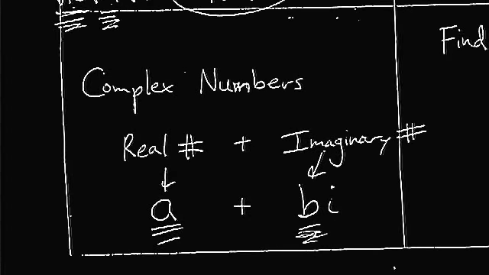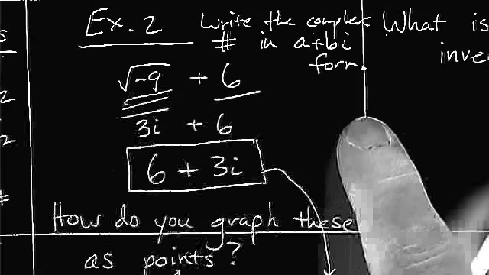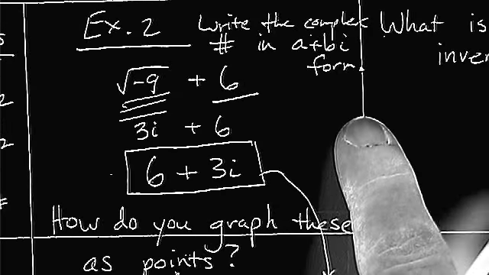Every complex number is based on two things, a real number and an imaginary number. And so you'll hear a lot of times a plus bi. You'll see it written in several questions. Something like, rewrite the complex number in a plus bi form. And that's what example 2 talks about. Write the complex number in a plus bi form.